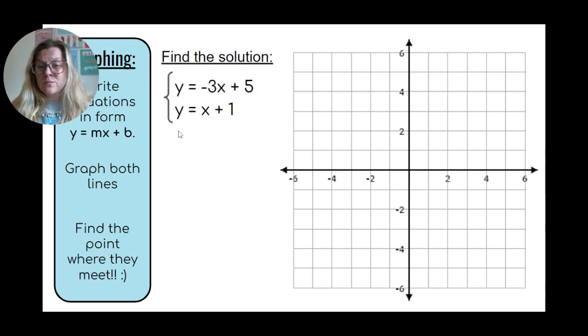Sometimes they'll write this squiggly bracket. It just is keeping everything together. It doesn't really mean anything super fancy. Okay, so the first one is y is equal to negative 3x plus 5.